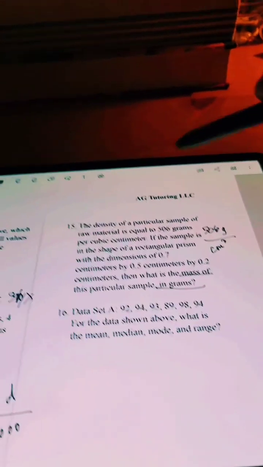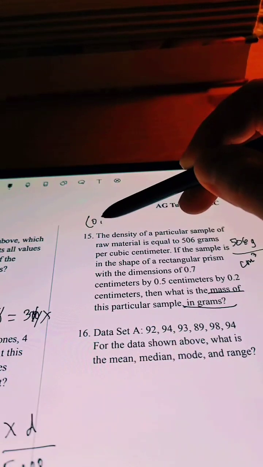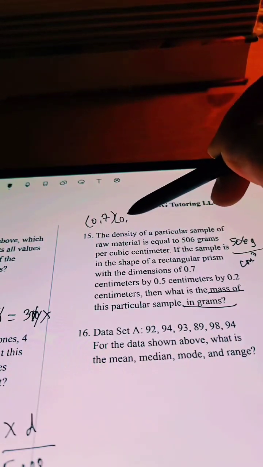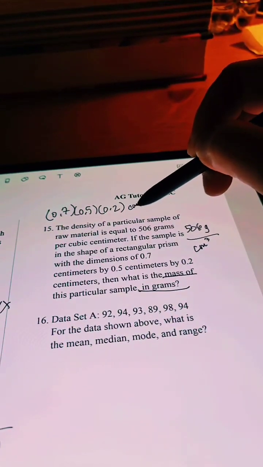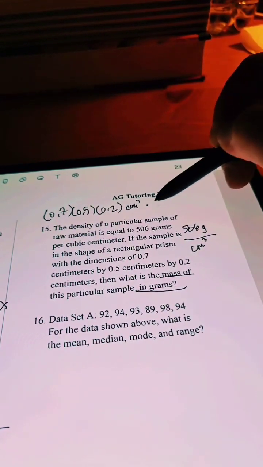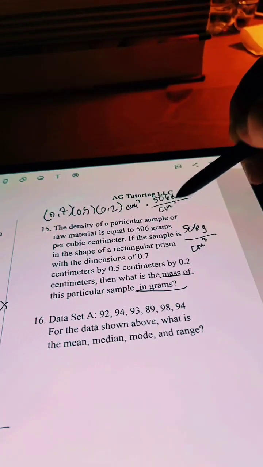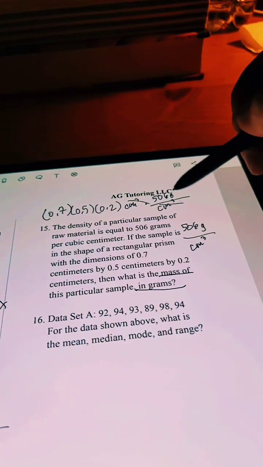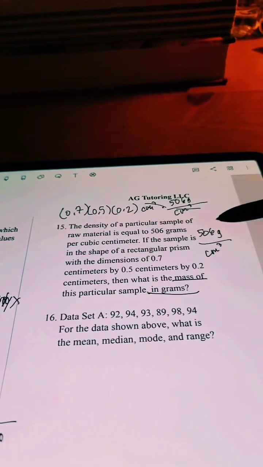So I'm going to do 0.7 times, let me write it out, 0.7 times 0.5 times 0.2, which is going to give me how many centimeters cubed, the volume. Then I'm going to multiply that by the density to cancel out centimeters cubed and just be left with my gram units. And then when I do that, I should get 35.42.